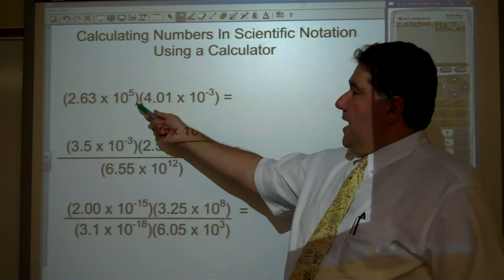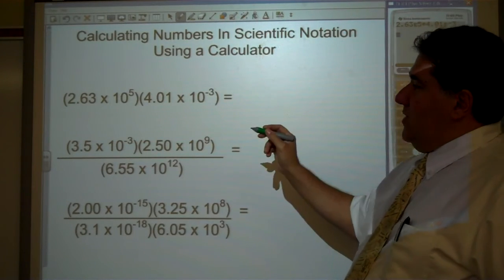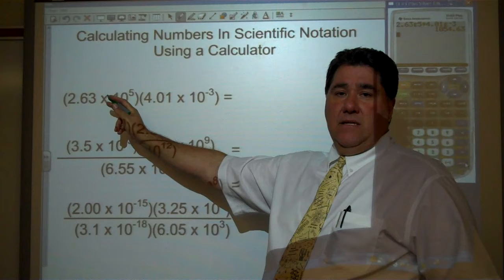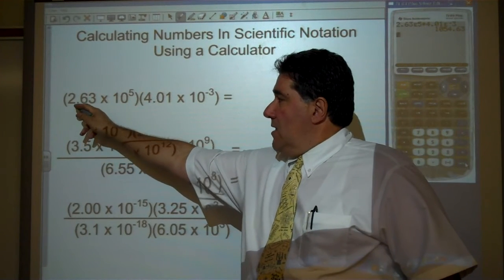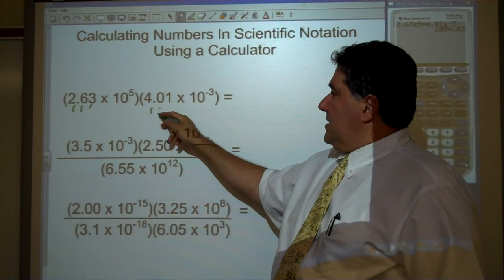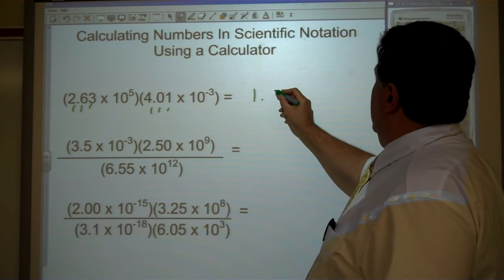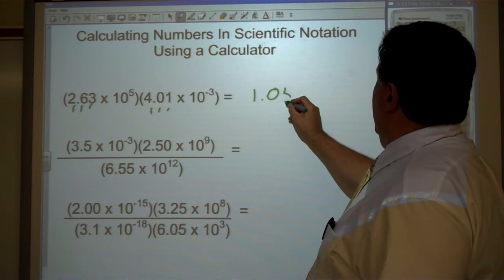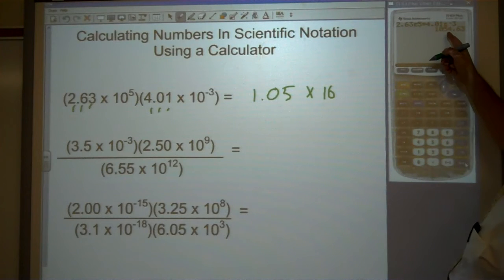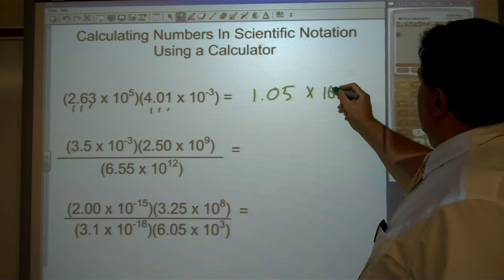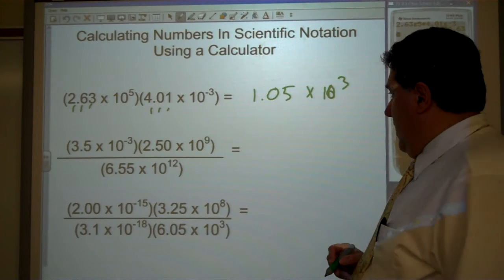When you multiply or divide numbers in scientific notation, your final answer cannot have any more significant figures than the least number of significant figures used in the problem. In this case, there's 3 sig figs, so therefore your answer must be 1.05 times 10, and how many decimal points? 1, 2, 3, times 10 to the 3rd. That's the correct answer for problem number 1.